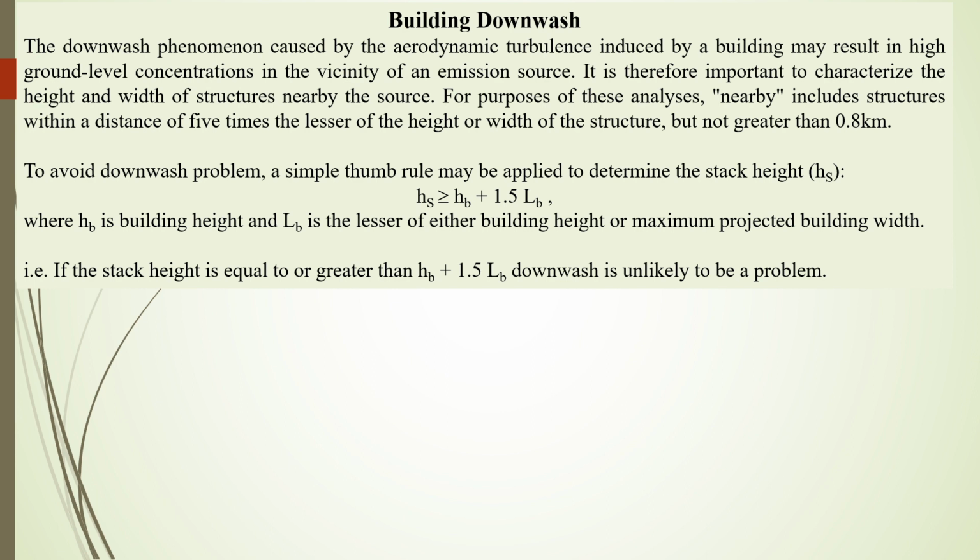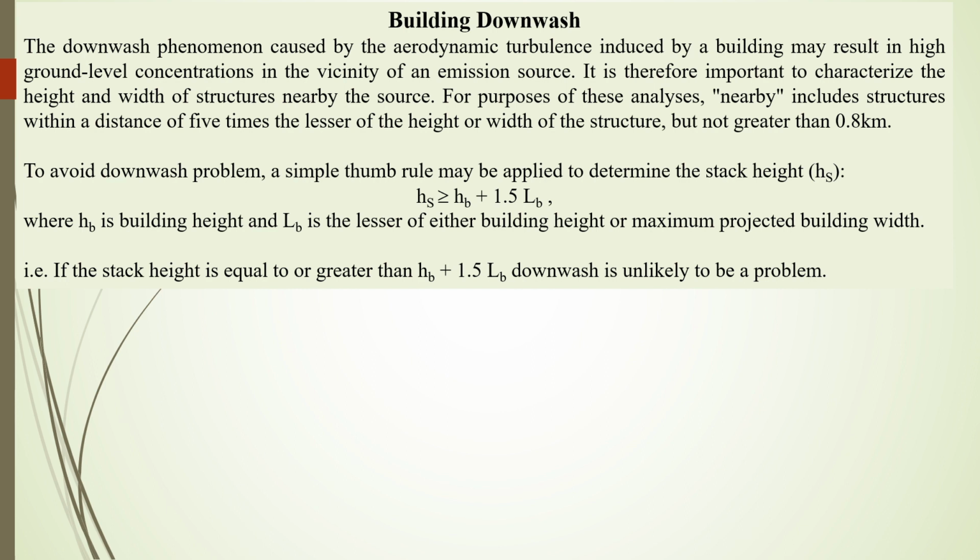It is therefore important to characterize the height and width of structures of nearby sources. For the purpose of this analysis, nearby includes structures within a distance of 5 times the lesser of the height or width of the structure, but not greater than 0.8 kilometer. So in this case, the maximum distance of the structure from the stack will be 800 meter. In this particular case, 80 meter is the minimum height. So 5 times 80 meter is 400 meter. So within 400 meter, it is there.